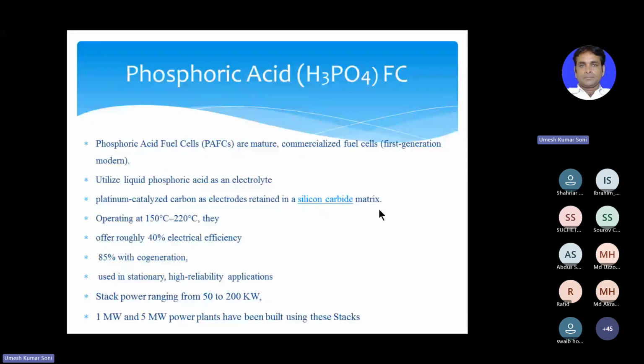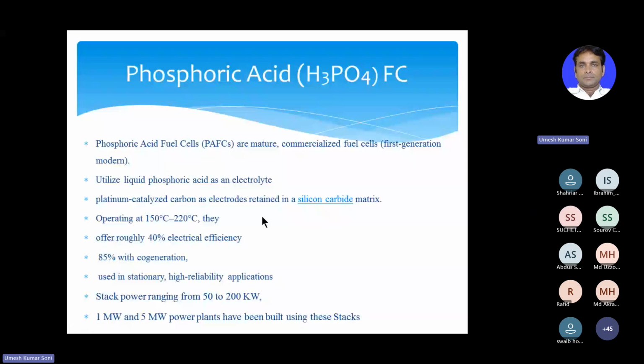Because of that reason, the fuel cells are very costly, and we can also use nickel as a catalyst, but platinum is highly effective for the performance of fuel cells. Okay. So these platinum catalyzed carbon electrodes are retained in the silicon carbide matrix. The operating temperature of this fuel cell is 150 to 220 degrees.